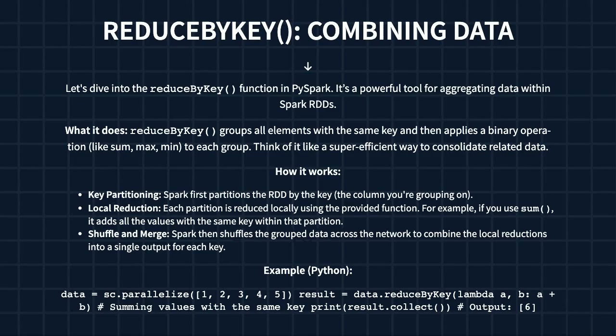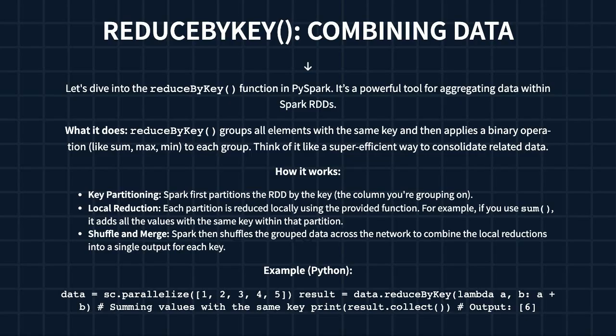Okay, let's talk about reduceByKey in PySpark. It's all about bringing together similar data points. Imagine you have a dataset with different values associated with each unique key, maybe customer ID or product categories. reduceByKey takes that RDD and groups all the records that share the same key, then applies a function to combine those values within each group. It's like a super efficient way to consolidate related information.